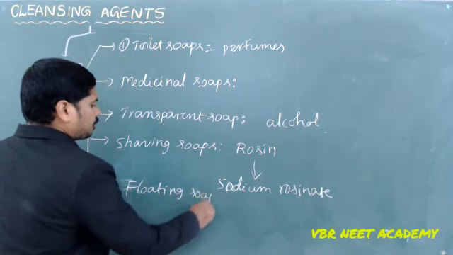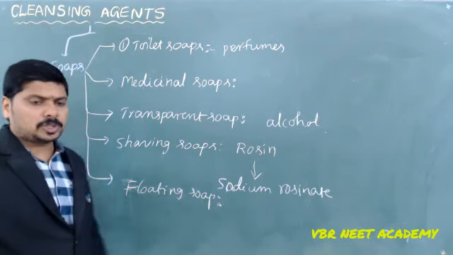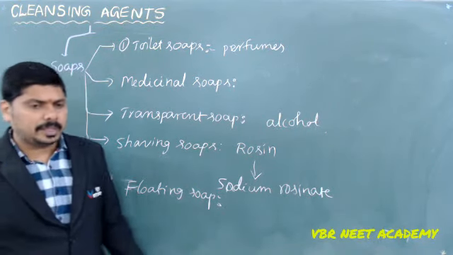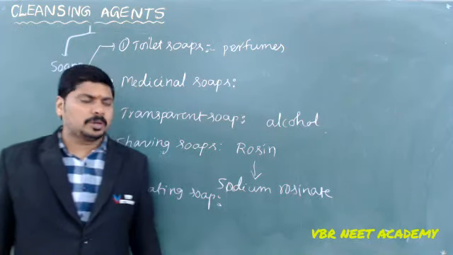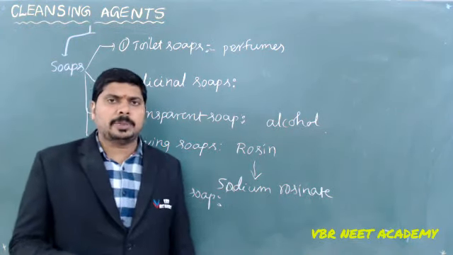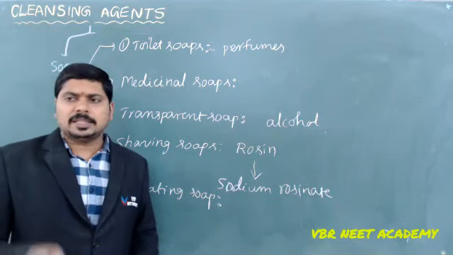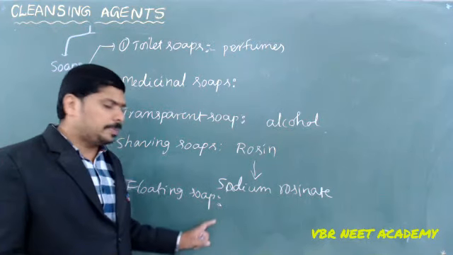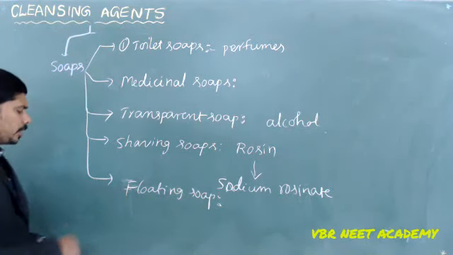How are you going to get floating soap? Floating soap is used in swimming tubs, where they keep it foaming. Floating soap is nothing but, whenever the soap is hardening, the bubbles which are formed get beaded. The bubbles get beaded so that we get floating soap.